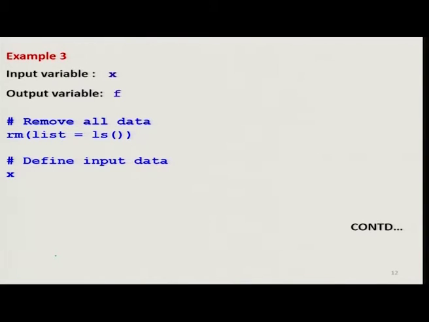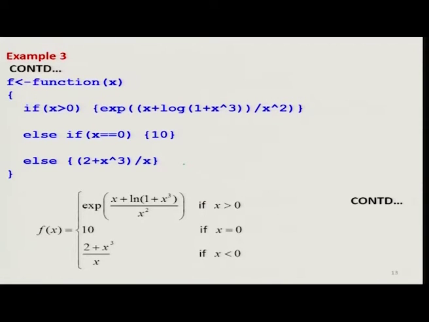So now we first try to define what are my input and output variables. Here you can see that there is only one input variable x, and there is only one output variable f. Now we start the programming. The first step is to remove all the data that is stored inside the R software. In the second step, I define my input data, whatever value we give when we execute the program. And now I try to write the program.